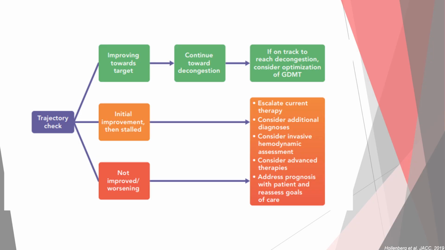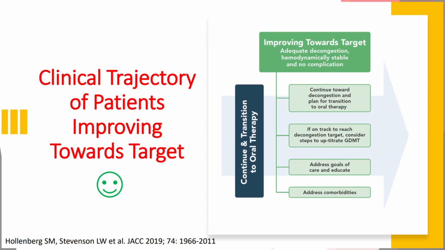Trajectory checks are important. Improving towards target, continuing towards decongestion, on track with plans of either optimizing or initiating GDMT and discharge, versus initial improvement but then stalled and escalating therapy, considering other options, considering advanced therapies, not improving. Again, hopefully these patients that are not improving, we are either being more aggressive on or considering either advanced or critical care-based management.